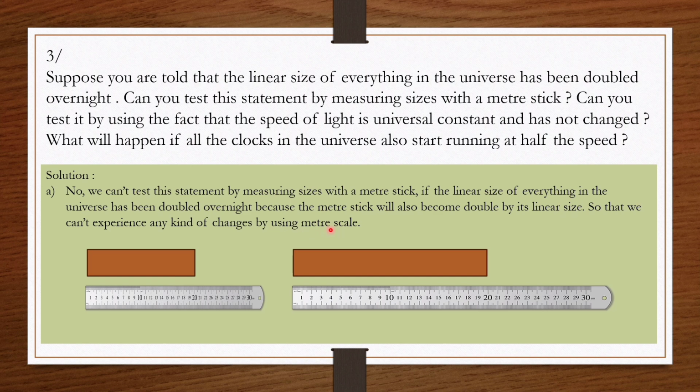So let's take an example. Let this be a matter and this is our scale. By measuring it we find it as 20 centimeter. Again, overnight, when the matter doubles in size, the scale will also double in size. So again here we can see that there is no difference in the measurement.